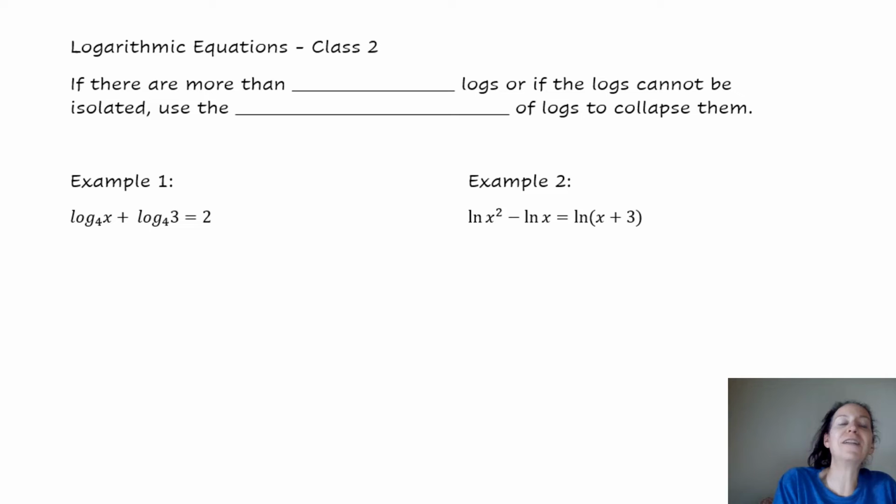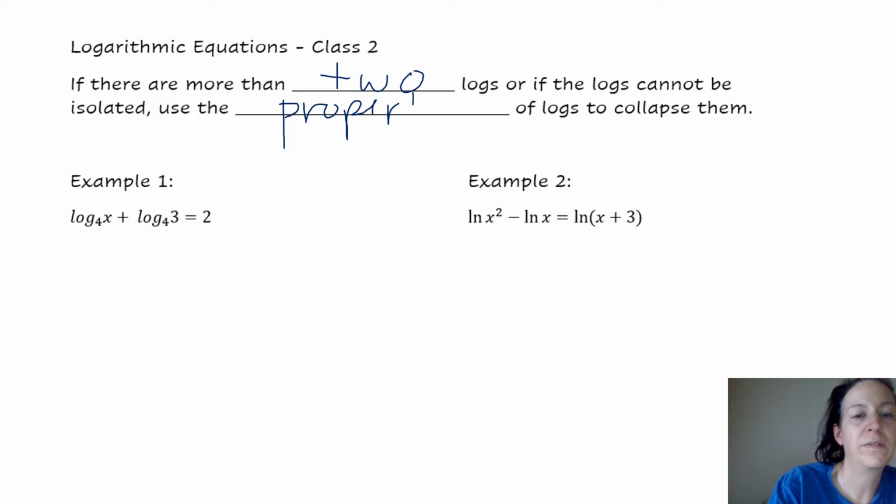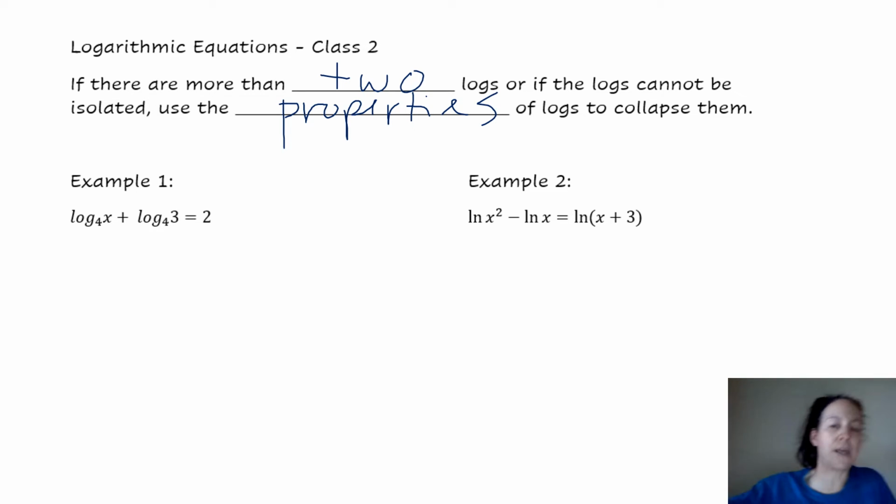All right, so second type is logarithmic equations, and this one is if there are more than 2 logs, or if the logs cannot be isolated. So you have 2 logs, but you can't get them isolated. Use the properties of logs to collapse them. And so this is going to stem right from what we just did in class with the properties of logs. So if you look at the 2 examples, both of those situations are outlined.